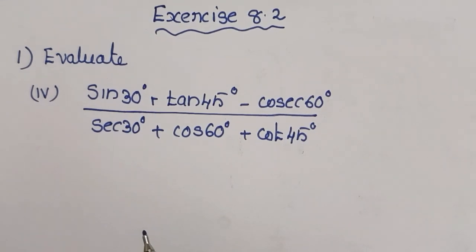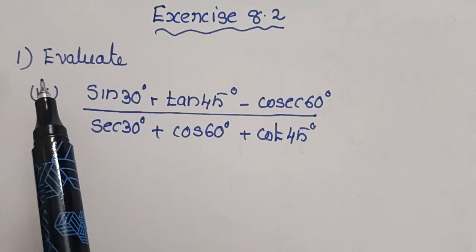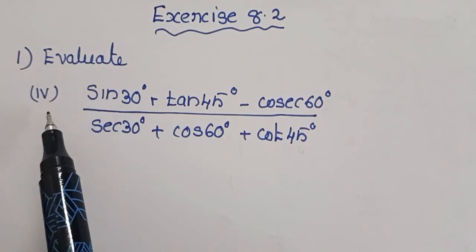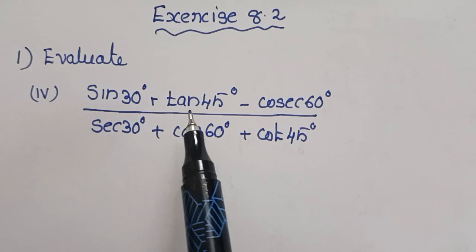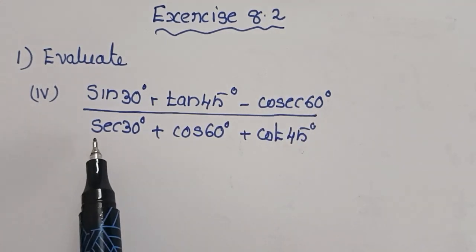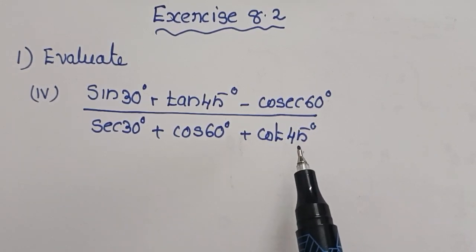Hello students, today we are going to study exercise 8.2, first question, fourth part. First question, it is evaluate. Fourth question: (sin 30 degree plus tan 45 degree minus cosec 60 degree) divided by (sec 30 degree plus cos 60 degree plus cot 45 degree).